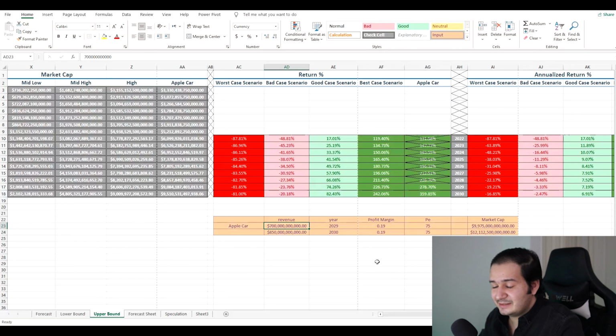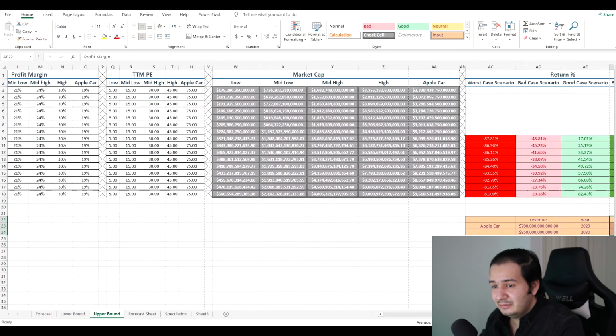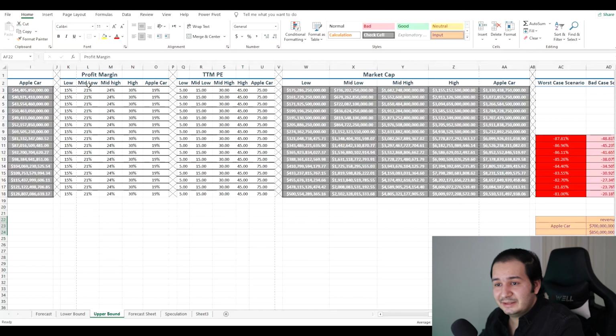So the profit margins, as I explained before, are going to be down, because they're going to spend a lot of money to build infrastructure for car manufacturing, or on R&D. So the profit margins are going to be lower than what I entered here. It's going to even be lower than the mid-low.